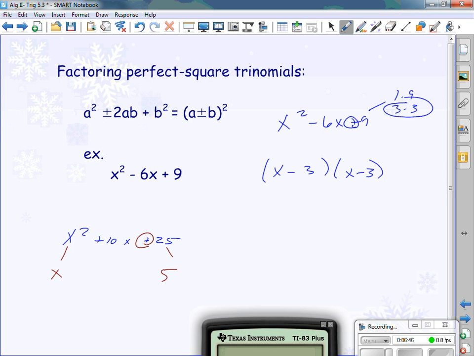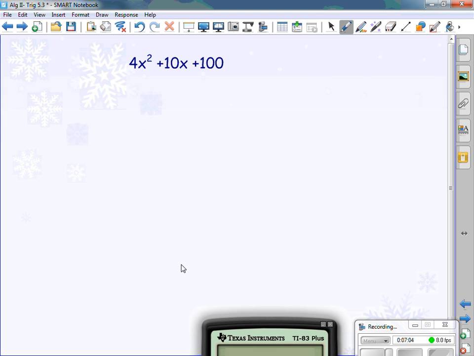What's this sign here? Positive. x plus 5 squared. I don't have to think what times what gets me a 10. It's special. Here's this problem. 4x squared plus 10x plus 100.